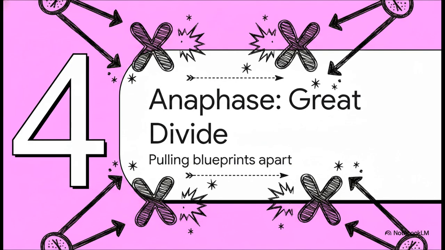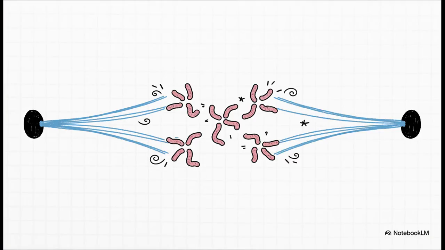Section 4, anaphase, the great divide, pulling the blueprint apart. Okay, so this is the shortest phase, but arguably the most intense. The tension peaks, and those identical sister chromatids are forcefully ripped apart right down the middle at the centromere. The spindle fibers basically just reel them in toward opposite poles.